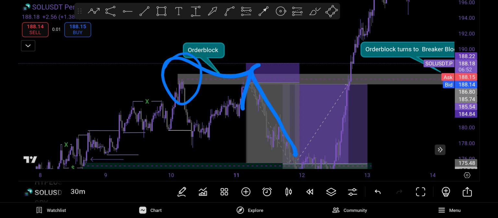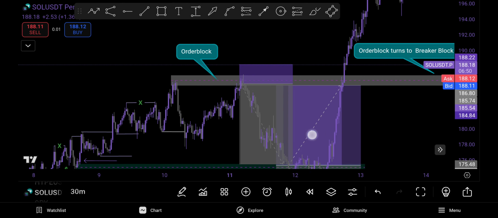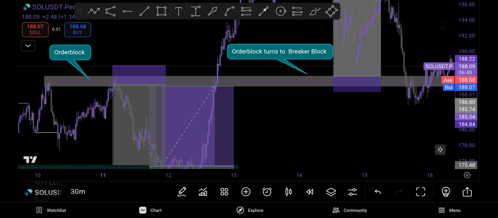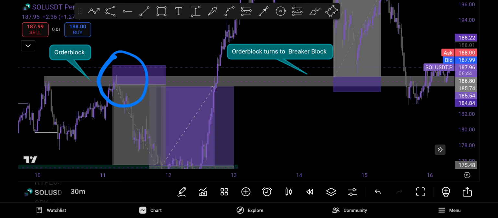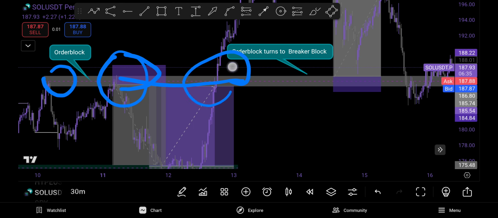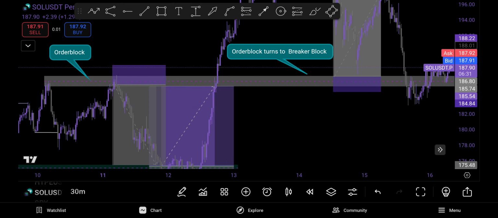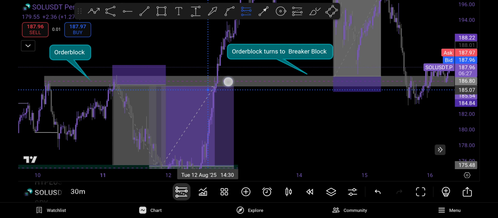So now let me take you guys to a breaker block. As you know, this was an order block before. So some traders will be like, good, there's an order block over here now, so let them set their short position over here. So the market will reverse back down. But no, if they set their short position over here, they will be stopped out by the market.